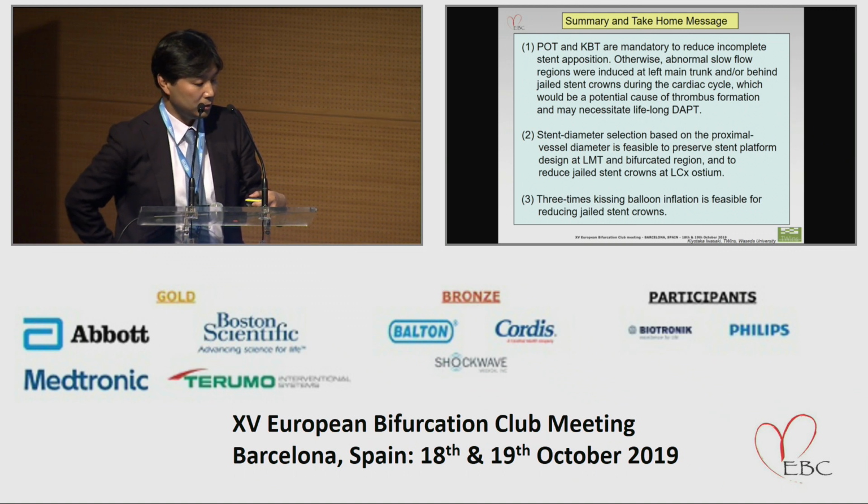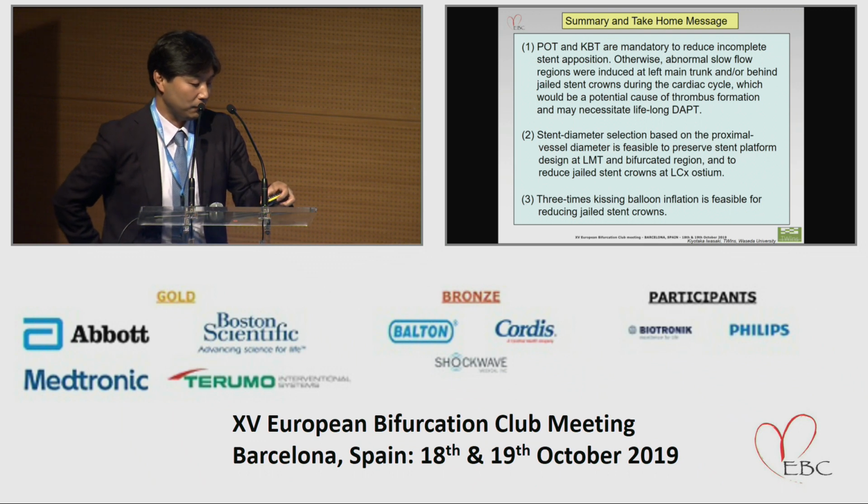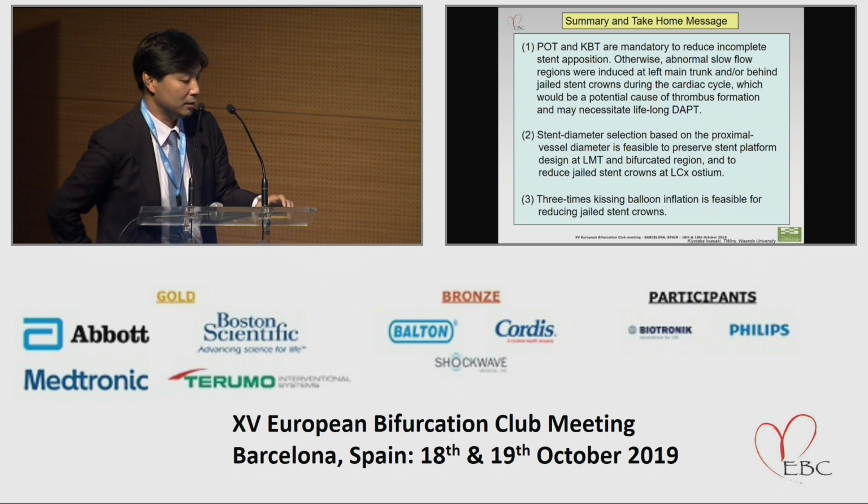So stent diameter selection based on the proximal vessel diameter is feasible to preserve the stent platform design at the LMT and bifurcated region, and also to reduce the jailed stent crown at the CX ostium. And 3 times kissing balloon inflation is also feasible for reducing the jailed stent crown.